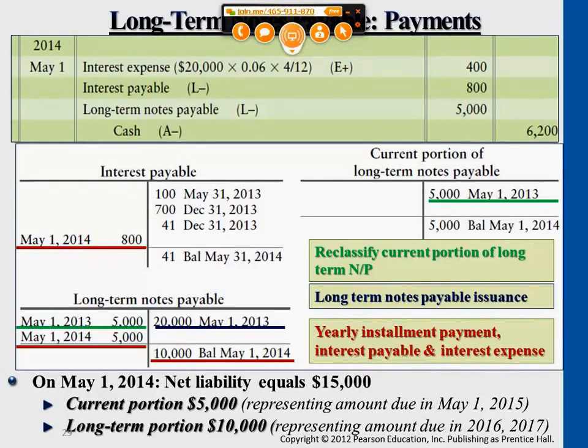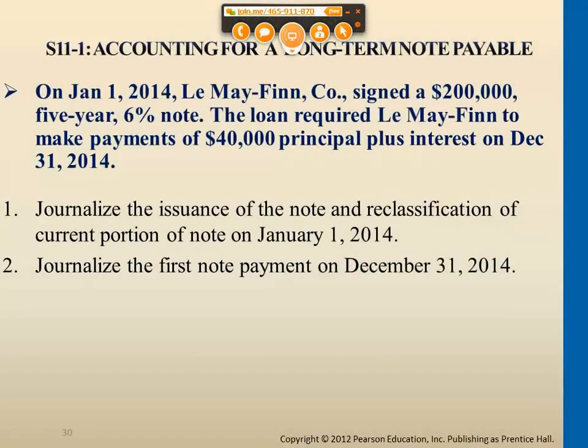Any questions about this? Okay, let's work on a problem together. On January 1st, 2014, this company signed a $200,000 5-year note that has 6% interest. The company decides to make payments to the company they borrowed money from: $40,000 principal amount plus interest, on a yearly basis. Try to journalize the issuance transaction and then the reclassification transaction in the first sub-question. Second, for the first year's installment payment, how would you journalize this?